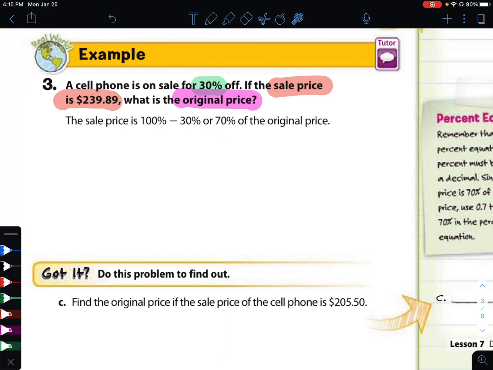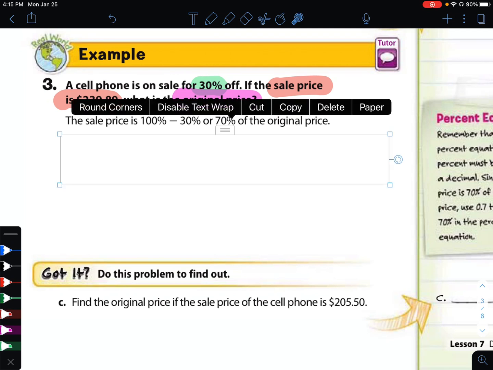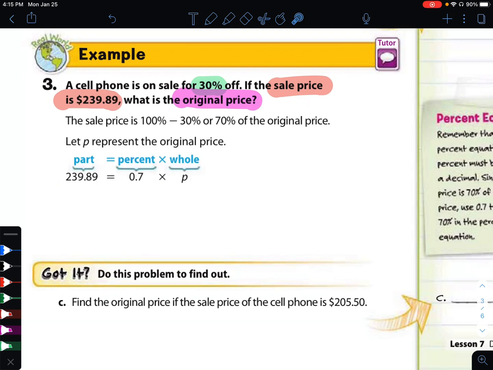So again, we go back to our percent equation. And in our percent equation, we know what the part is. We don't know what the whole is because we want to find out 70% of what number is $239.89. This is the word that comes after of. That's our whole. Multiply that by a percent.